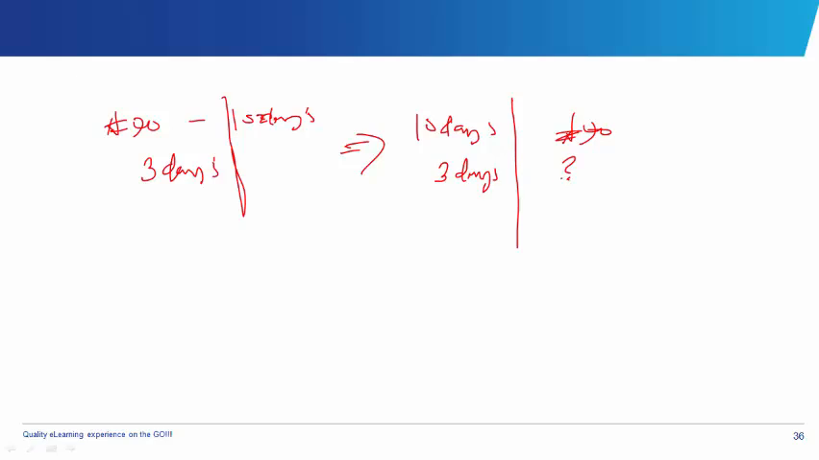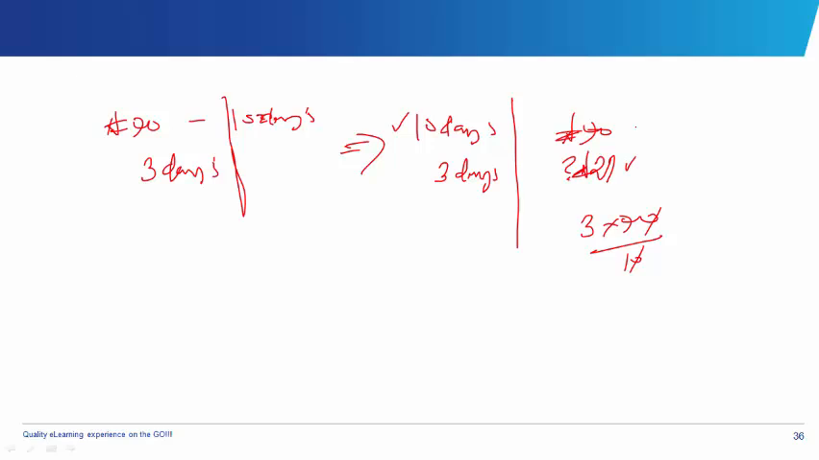So 3 days, will it be less or more? Obviously 3 days will be less. So if less, more divides. So this is more, we'll divide. We'll now have it as 3 times 90 divided by more, which is 10. So 3 times 9 will give us 27 naira. It's just as easy as that.